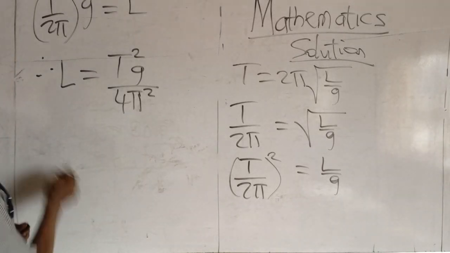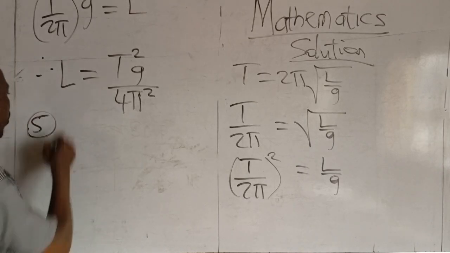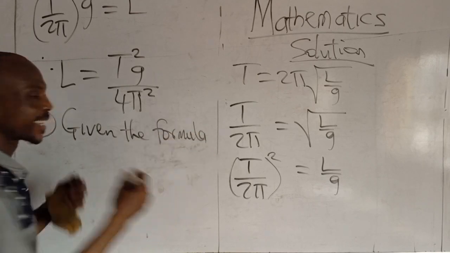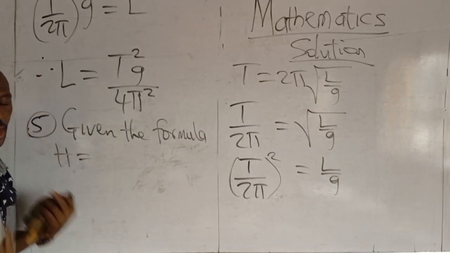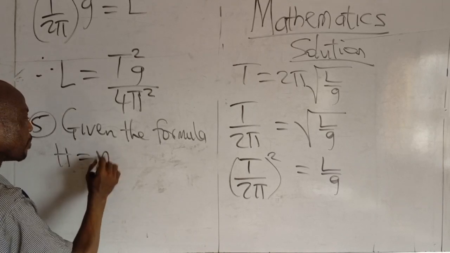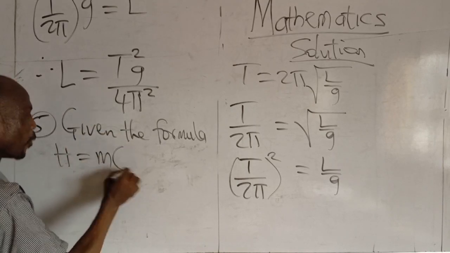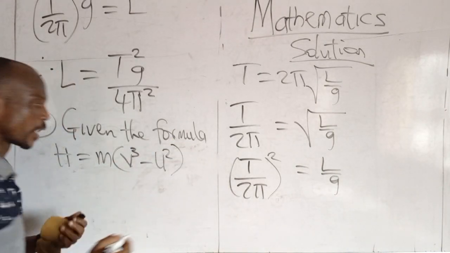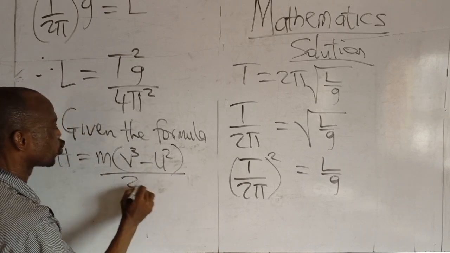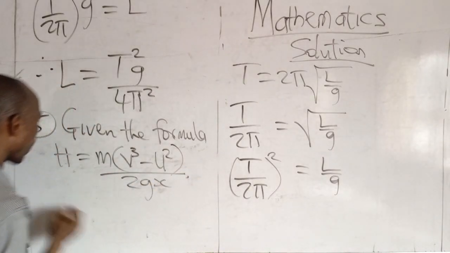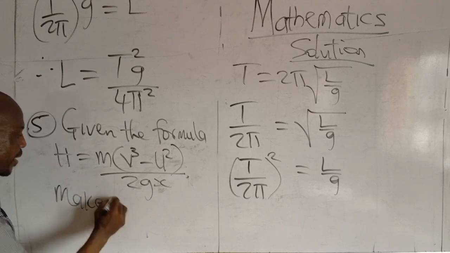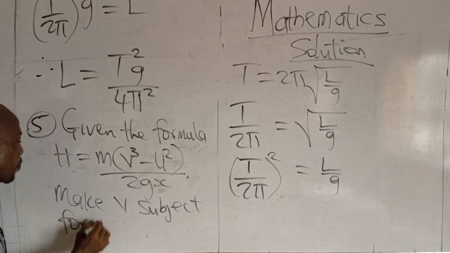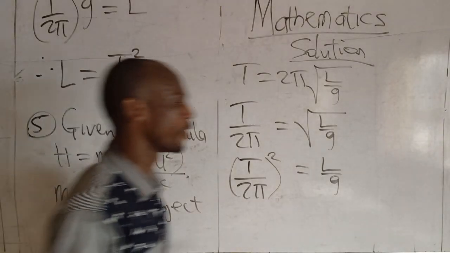And the last question we are going to take on, let's say we are given the formula H is equal to, let me just say, M open bracket V raised to power 3 minus U squared, let me say close bracket, all over 2gx. Then we say what? Make V subject formula. We are going to look at a problem like this.